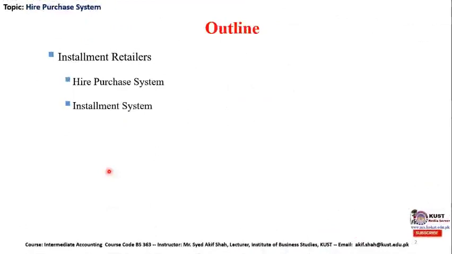The outline of this lecture consists of the discussion related with the installment retailers and the accounting procedure or their mechanism for buying and selling, under which we have two systems. One is known as hire purchase system and the other one is known as installment system. The emphasis of this lecture will be on the hire purchase system and its components.